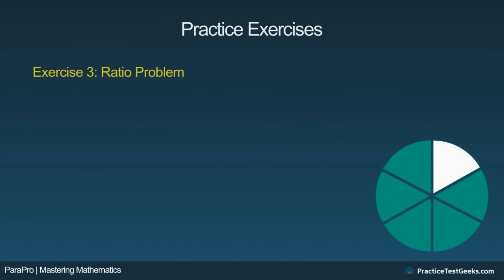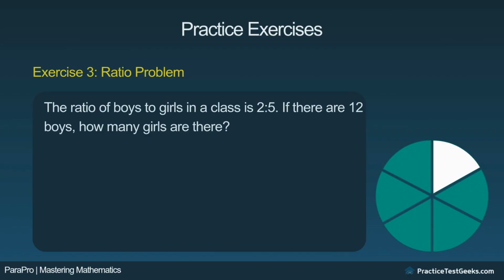Exercise 3. Ratio problem. The ratio of boys to girls in a class is 2 to 5. If there are 12 boys, how many girls are there? A. 30. B. 35. C. 20. D. 15. The answer is 30. Explanation: the ratio is 2 to 5, so for every 2 boys, there are 5 girls. If there are 12 boys, the proportion is 2/5 equals 12 over x. Cross multiply. 2x equals 60, x equals 30 girls.